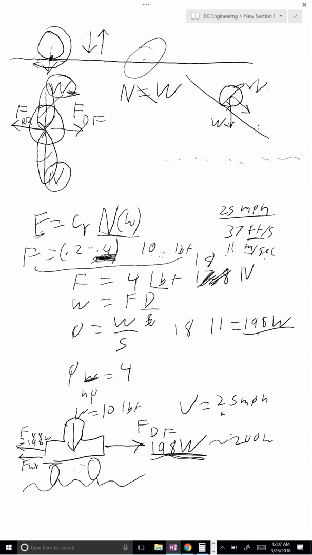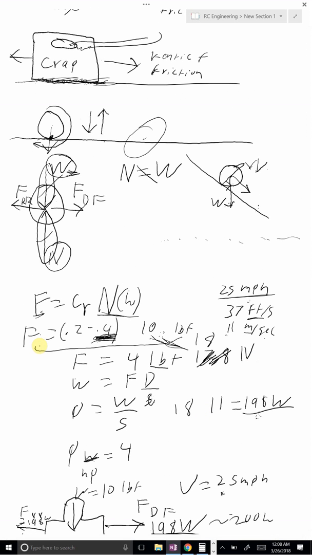So you kind of get the idea, but I'm thinking that this conversion is not exactly right, because this is a lot of power. That's an eighth of horsepower right there for a 10-pound car to be going 25 miles an hour. This conversion's probably wrong, but you get the idea.